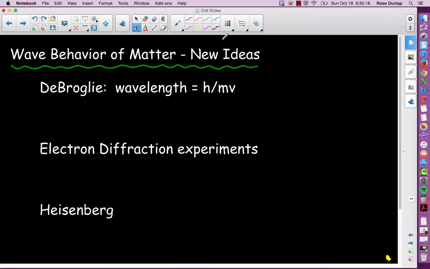meaning that it perhaps moves in waves. So de Broglie came up with the idea that wavelength is equal to h, which is Planck's constant, divided by mass times velocity. I just didn't have the little nu sign on this program. Anyway, so wavelength is equal to h over mass times velocity.